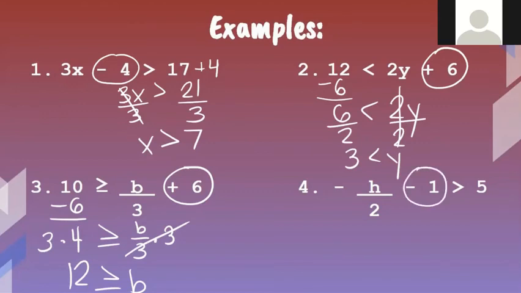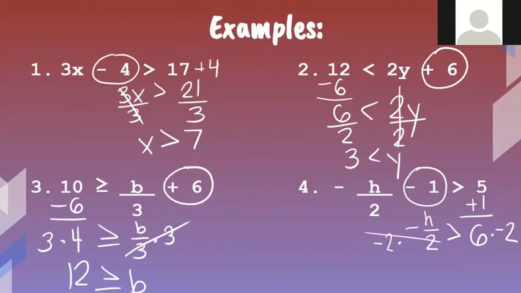When we move the -1 over to the other side, we're going to change it to +1. 5 plus 1 equals 6. And you can bring down your -h over 2 and your inequality symbol. This is showing -h divided by 2. So to get rid of that, we need to do the opposite, which is multiplication. So we're going to multiply times -2 on both sides.